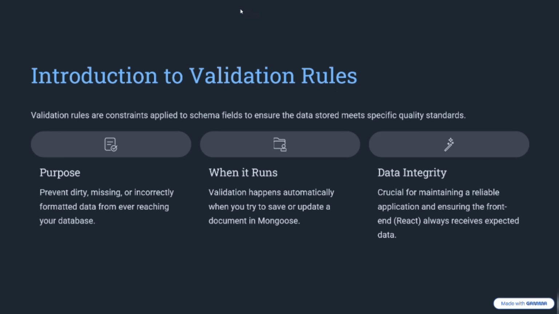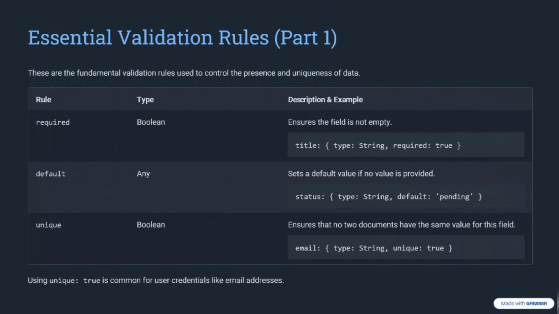Introduction to validation rules. Validation rules make sure that the data entered is valid, like checking that an email has the at-the-rate symbol, or that an age isn't negative, and things like that. And these validation rules stop bad, incomplete, or malformed data from reaching the database. And we have some essential validation rules too. For that, let's move to the next slide.